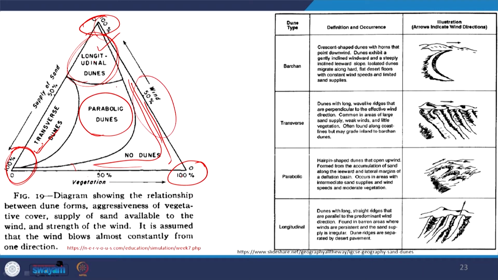So, that means these three factors, with different permutations and combinations, collectively decide whether a dune will form or not, and what type of dune will form. Okay, so this is all about your sand dunes.